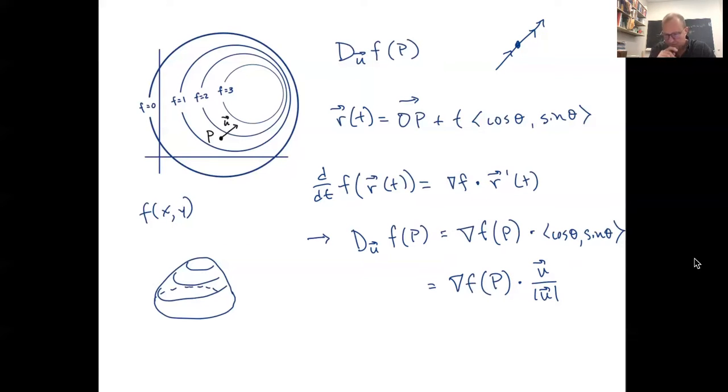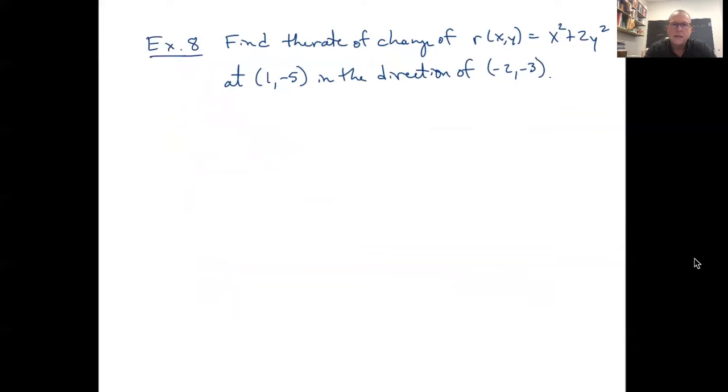Okay, so this provides a nice insight for us, but then let's look at how you might calculate something like this. The example I had written was: find the rate of change of r, being x squared plus 2y squared, at the point (1, -5), in the direction of (-2, -3). So you're going to have to calculate the gradient anyway. Gradient of r, which will be a vector, just 2x comma 4y.